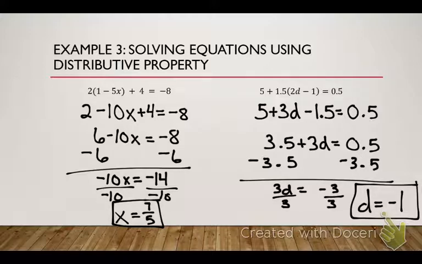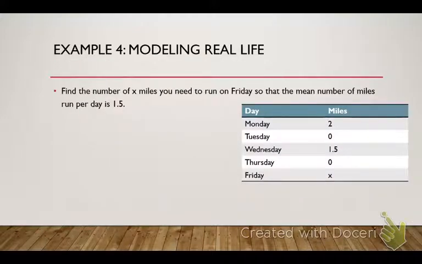All right, so really, guys, examples 1, 2, and 3 really just stacked on top of each other, okay? So if you don't understand, maybe go back tonight and watch this YouTube video, okay? And that can help you. All right, one more example, example 4. Find the number of miles you need to run on Friday so that the mean number of miles run per day is 1.5. All right, does anybody remember how to find the mean? How do you find the mean? Anybody remember?